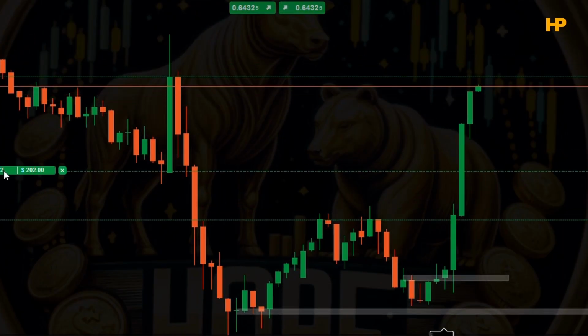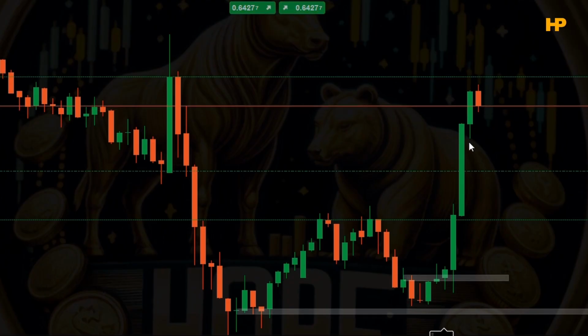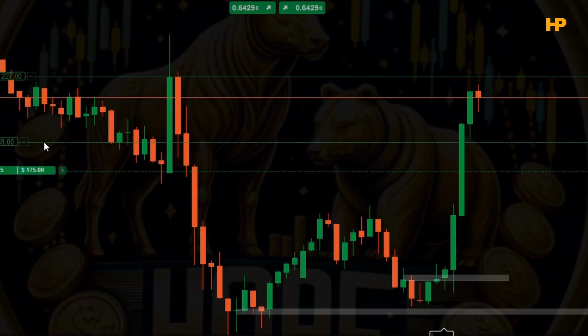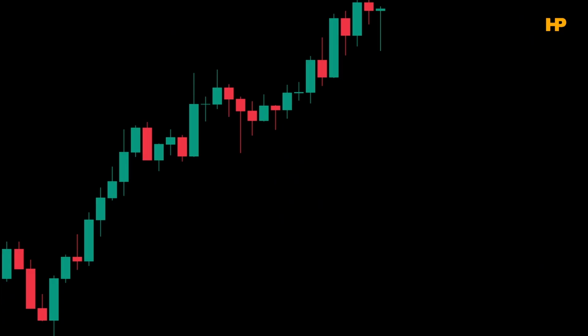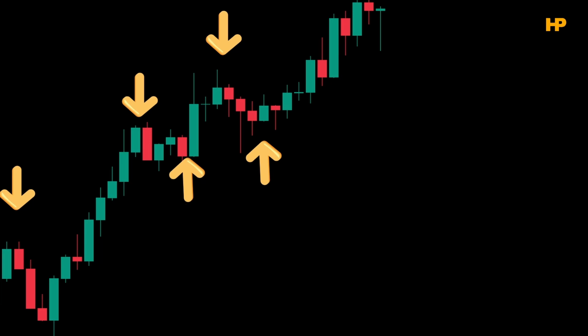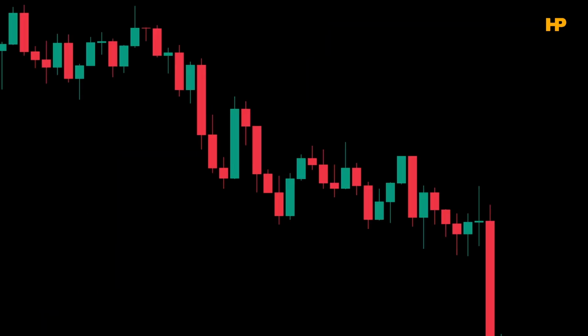Let's break it down. Trend identification without indicators. Indicators like MACD or Bollinger Bands can lag, price action doesn't. In an uptrend, price forms higher highs and higher lows like a staircase climbing upward. Each support level holds and price pushes to new peaks. In a downtrend, you see lower highs and lower lows, descending like a staircase.